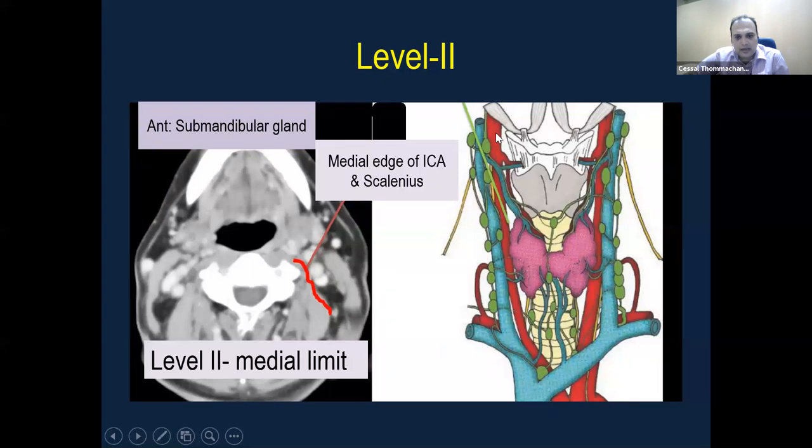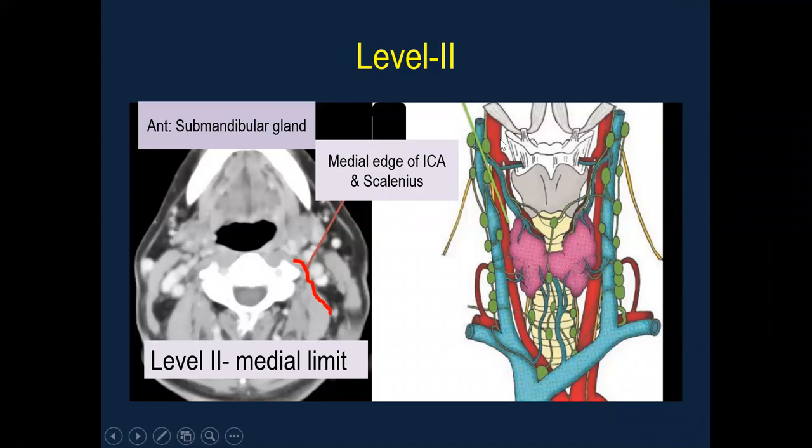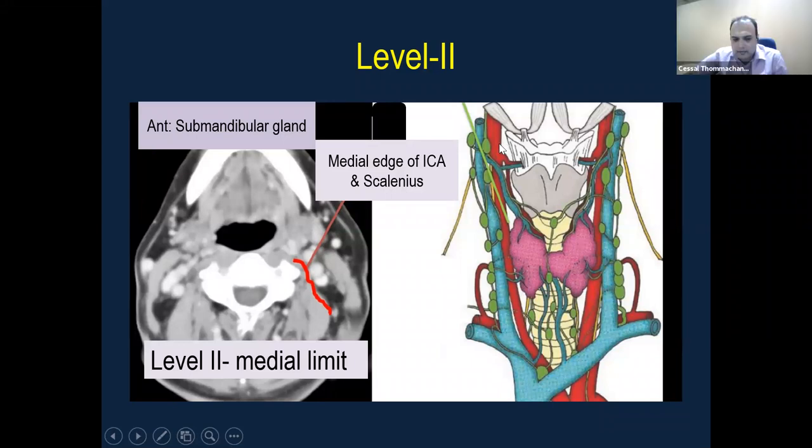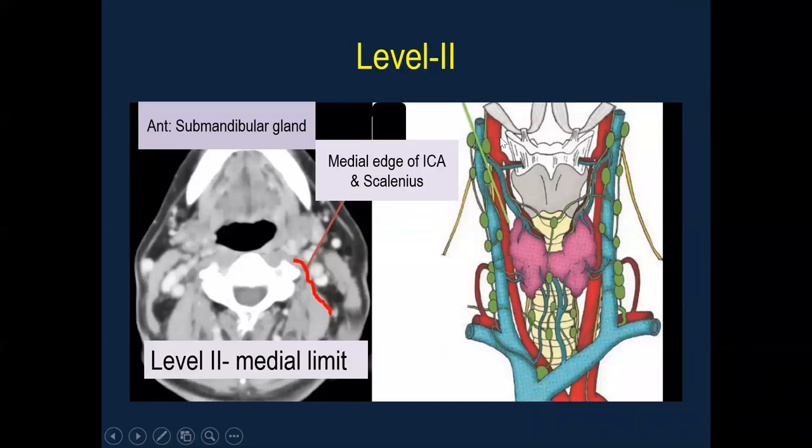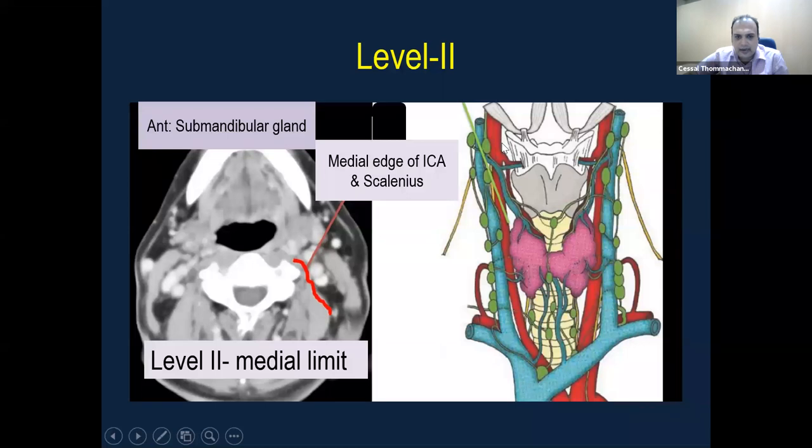So medially, this is anterior. This is the medial limit. It is formed by the medial edge of the internal carotid artery. Can you see that? Whether my pointer is working? Yes, you can see that. Okay, thank you very much. So this is the medial edge of the internal carotid artery, and this is what you see radiologically.